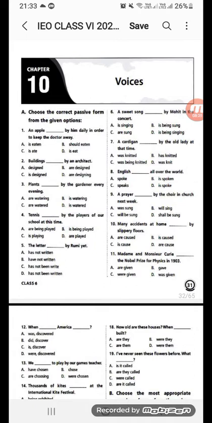Now, rule 8. When personal pronouns are used as the subject of a sentence in active voice, they change their form when they become the object in the passive voice. Like, I solved this puzzle. This sentence is in active voice. And if I have to change it to passive, as I have told you, the object of the active voice will become the subject of the passive voice. Like, the puzzle was solved by me.